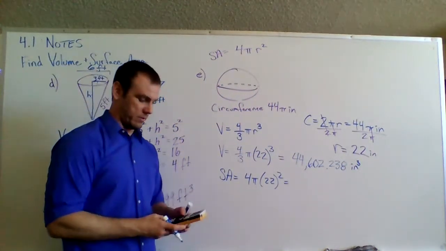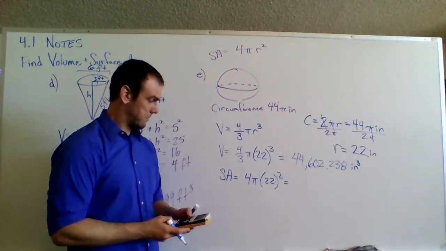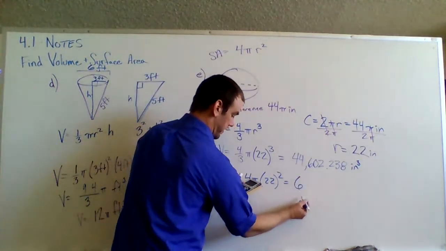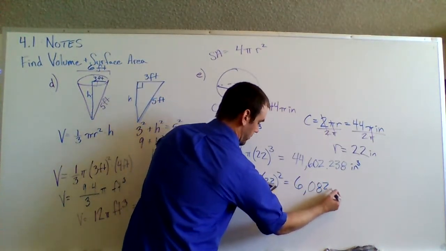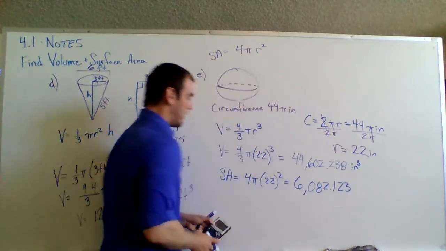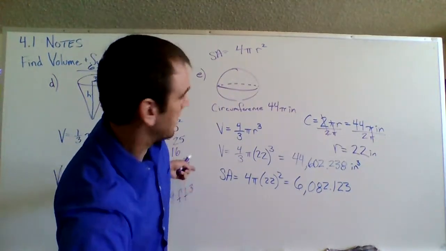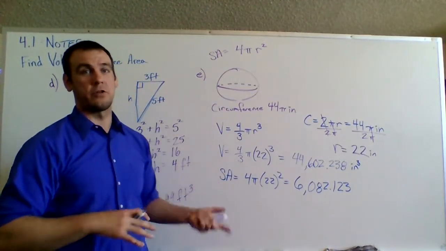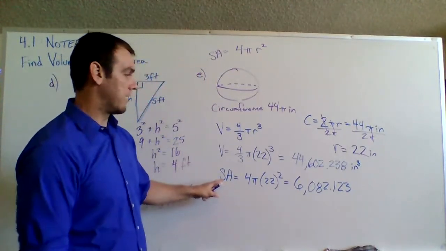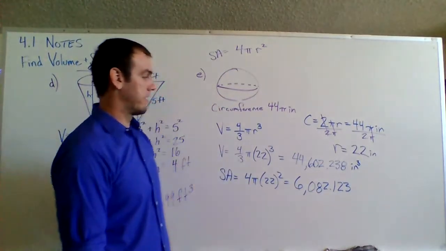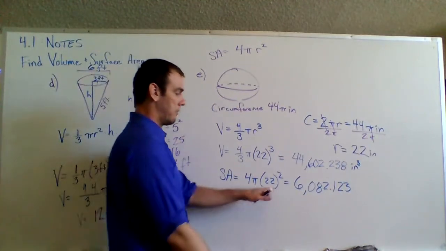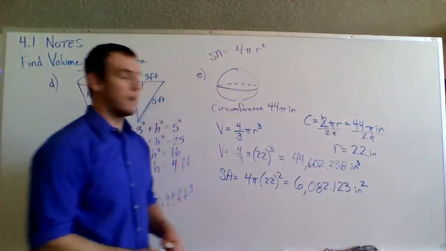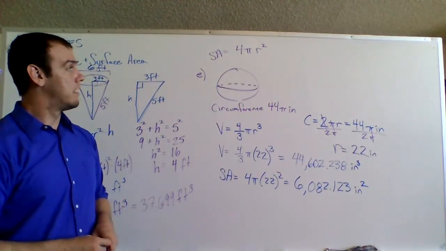Surface area, let me type this one in. This one's going to be 6,082.123. Surface area is two-dimensional. I know this is a three-dimensional shape, but think of painting it: how much surface area would it be covering? You would need to cover 6,082.123. My units would be inches squared, I misspoke. That was a lot of fun.